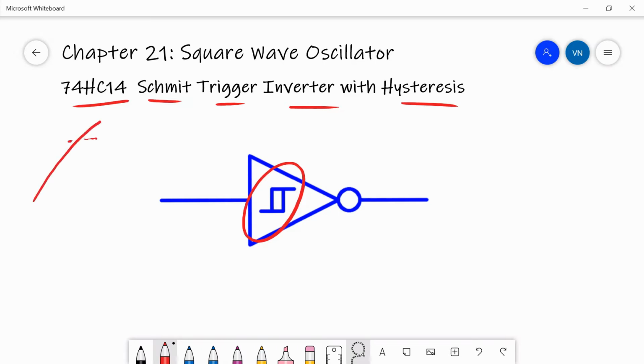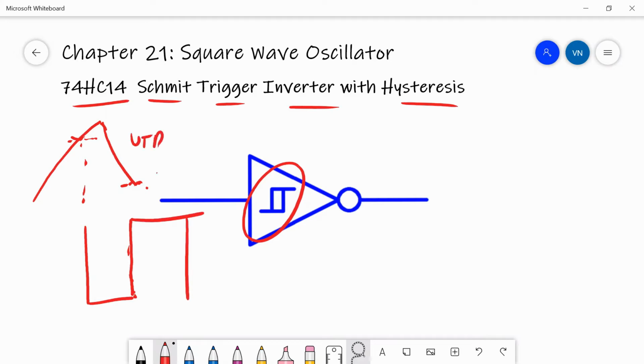What this symbol means is that when the input is going in the positive direction, it has to reach a certain threshold before the output will go low. And then when it's going negative, the threshold has to reach a different point before the output will go back high. So you have an upper and a lower trip point, and if you connect these with an RC network, you will get an exponential increase and decrease from the output to the input.